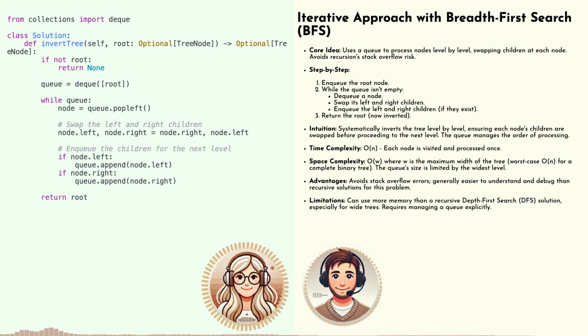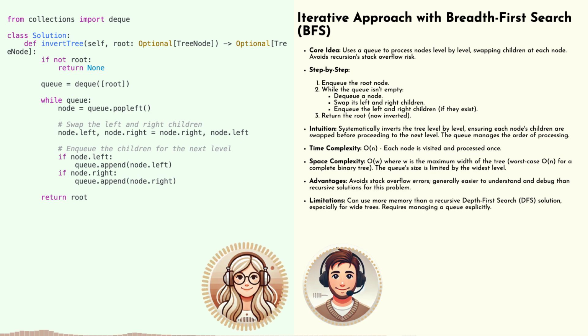Makes sense. Now here's where we do the actual inverting. We swap the left and right children of that current node. The same swap we did with recursion, right? Exactly, but we're doing it level by level now. After the swap, we need to make sure the children of this node are added to our queue too. So we enqueue the left child and then the right child. Adding those next generation of nodes to our queue.